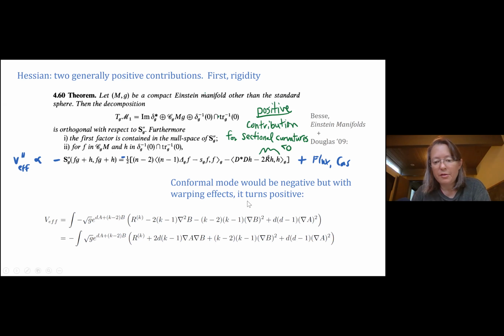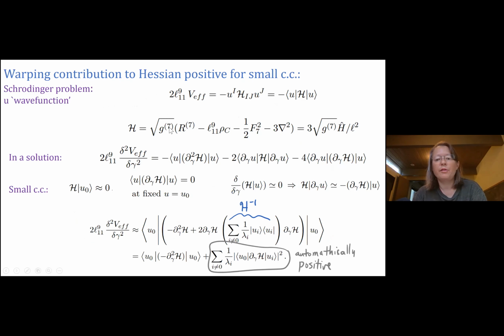We were able to generalize this effect to show more generally, once we do tune to small cosmological constant, that the warping contribution to the Hessian is universally positive. So there's a few lines here of analysis, but just to describe it in words, here we exploit the Schrodinger problem that I described earlier that is equivalent to the warp factor equation of motion.